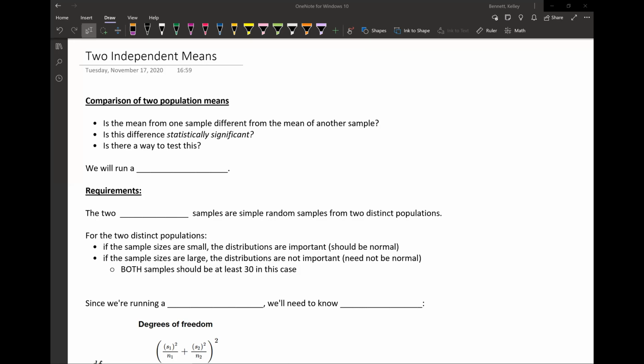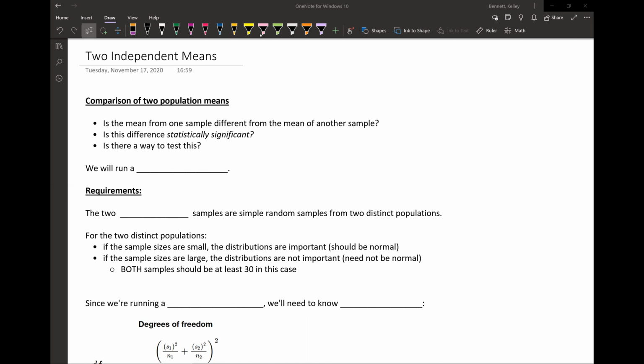Welcome to the lecture on two independent means. In this lecture, we're going to determine whether or not the mean from one sample differs from the mean of another sample. Specifically, we're going to talk about that difference being statistically significant in the way that we've done in the past, by looking at p-values and comparing them to alpha.